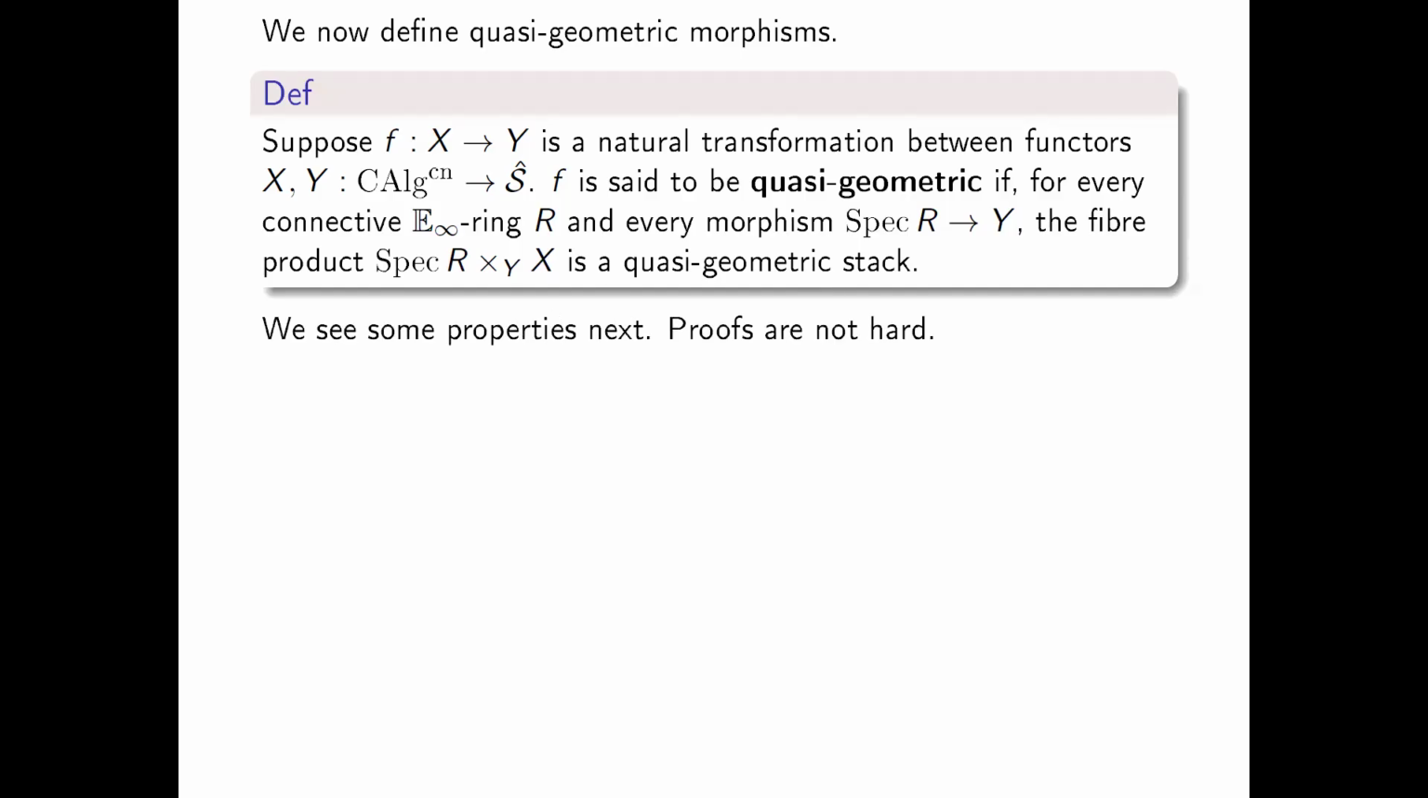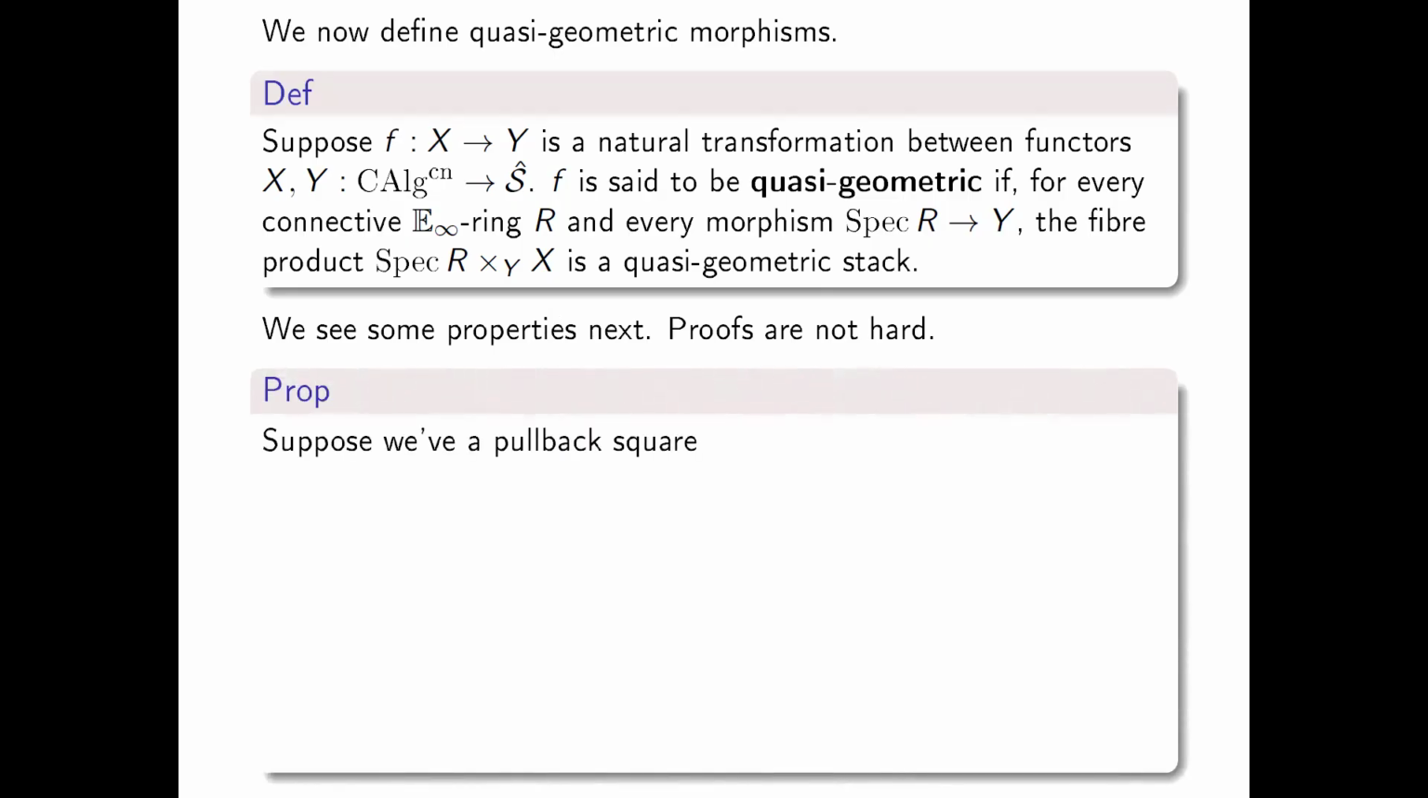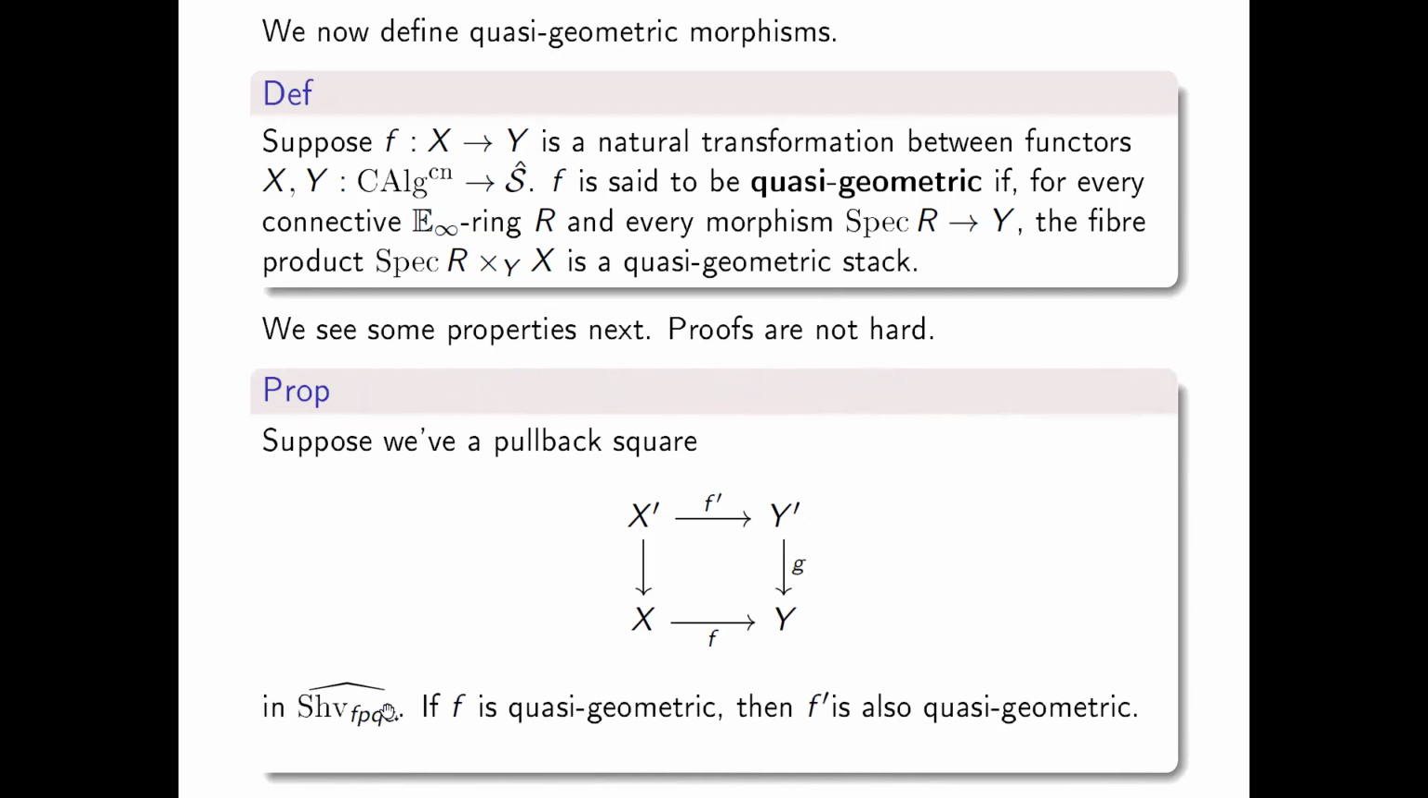Right, so we'll see some properties. Again, proofs are pretty straightforward. I think this is mostly from SAG and DAG, so you can just find it there. So you start off with a pullback square that looks like the following. You have f' from X' to Y', and f from X to Y, and the morphism from Y' to Y is g. For FPQC sheaves, if f is quasi-geometric, then so is f'. Moreover, the converse holds if g is an effective epimorphism. Right, just to make sure I'm not going too fast.